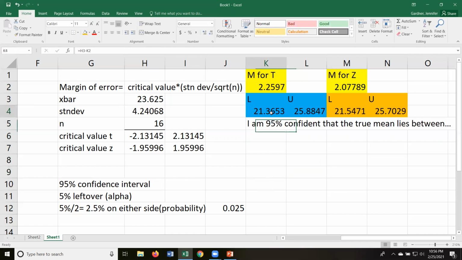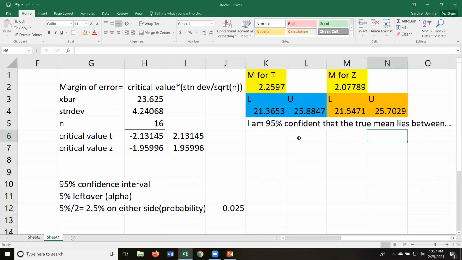It lies between 21.36, 21.37 if I round, and 25.88 for the T distribution. And that's the one I would probably end up using because I didn't know anything about the population standard deviation or anything. So I would probably go with the T for the unknown. But you could use the Z, and you will use the Z in your different problems in your different courses.